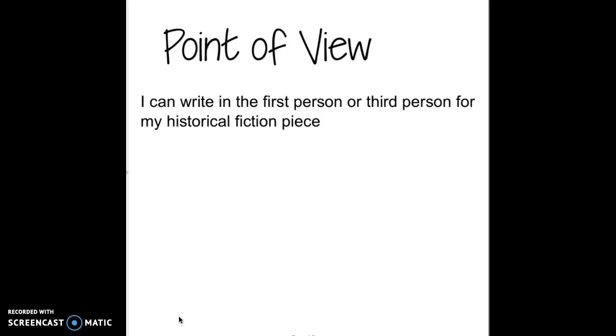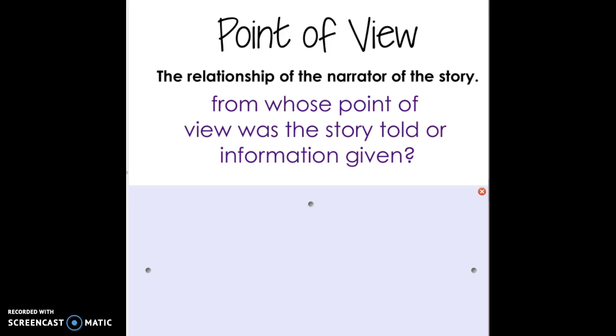Before we dive into explaining what first person is and what third person is, let's talk about what specifically point of view is. Point of view is the relationship that the narrator has to the story. Whether the narrator is in the story or is an outsider looking in on the story and the characters, we're trying to figure out where the narrator fits into the story. From whose point of view was the story told or the information given?